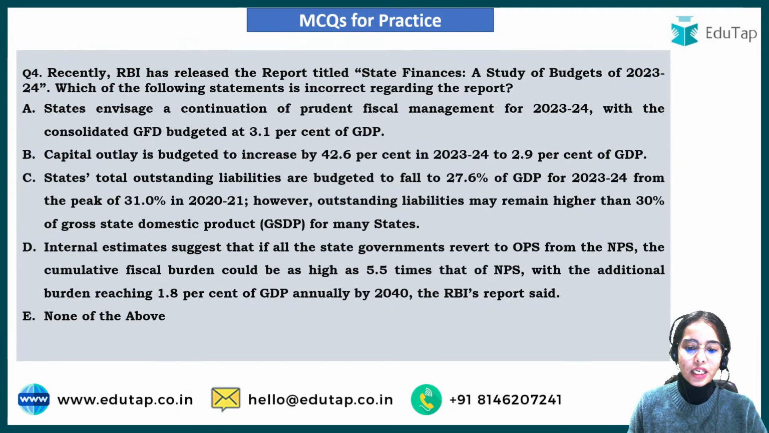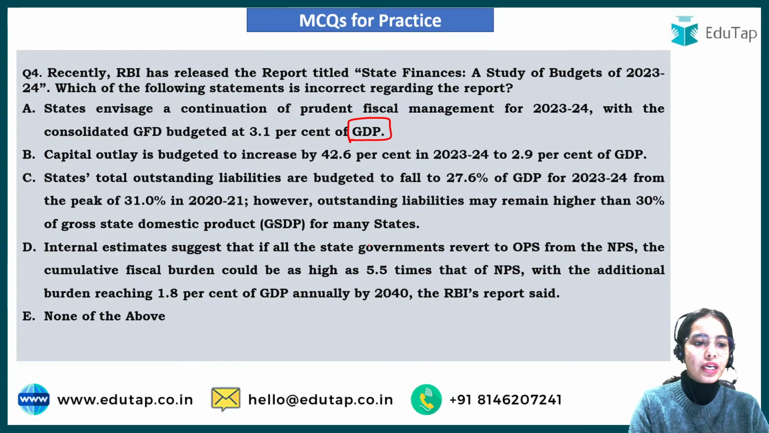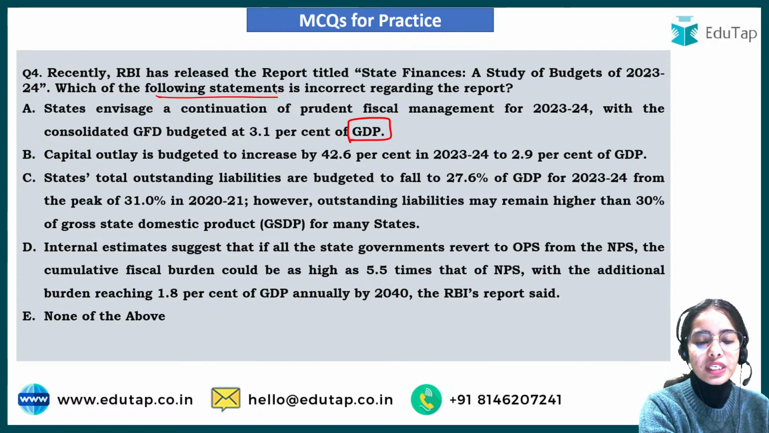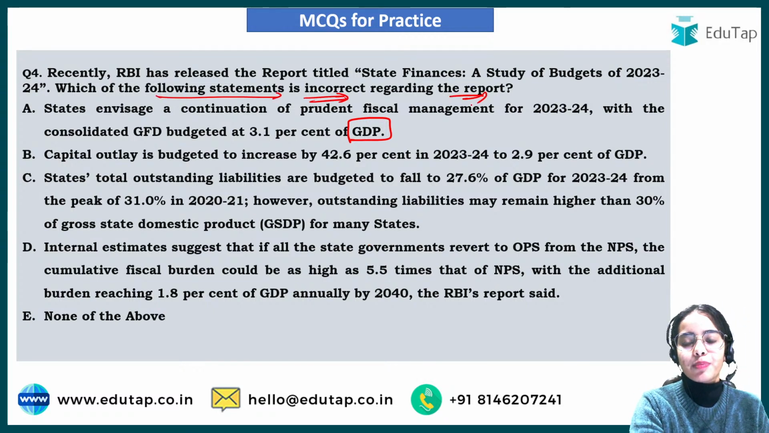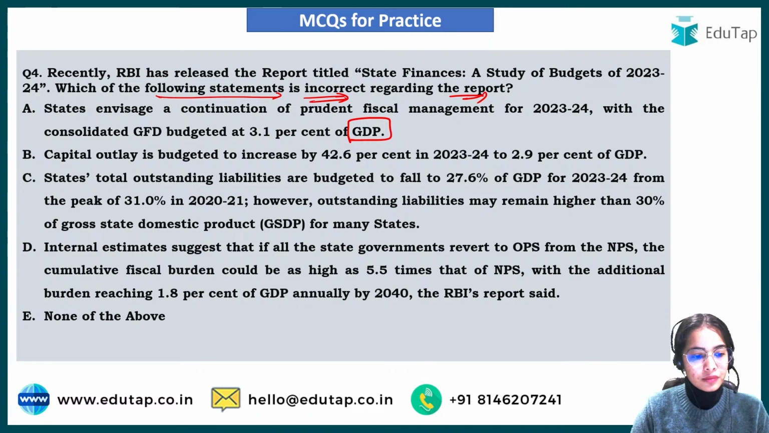Now coming to the second question. This question is purely based on data, especially the data that is related to the GDP, that is important. Which of the following statements is incorrect regarding the report, that you have to find. Give yourself a minute, give yourself 30 seconds and try to read all the statements very carefully. So I'm getting the answer D.